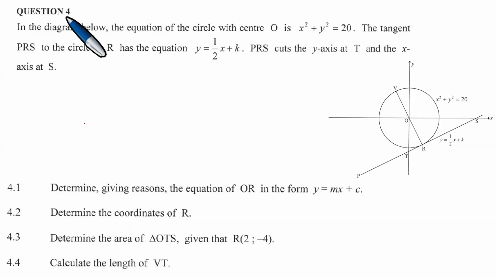In the diagram below, the equation of the circle with center O at the origin is x squared plus y squared equals 20. So this is the equation of the circle. The tangent PRS to the circle at R has equation y equals 1/2 x plus k. PRS cuts the y-axis at T and the x-axis at S. Determine, giving reasons, the equation of OR in the form y equals mx plus c.